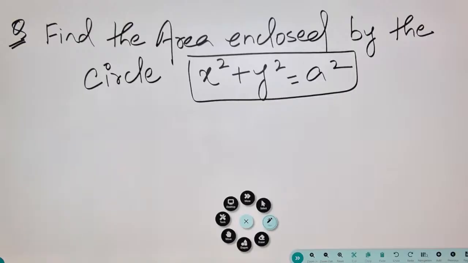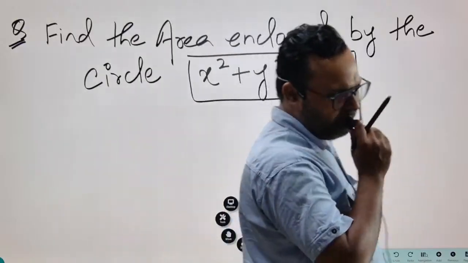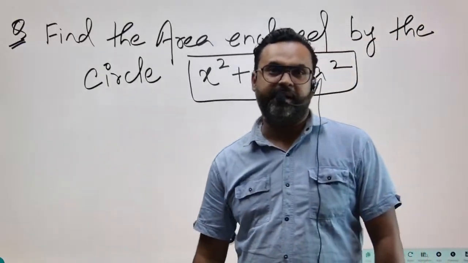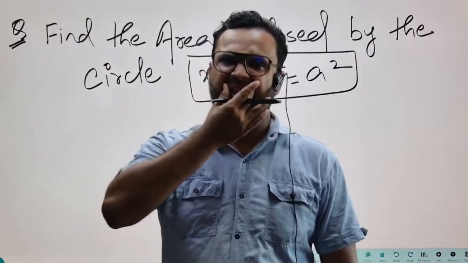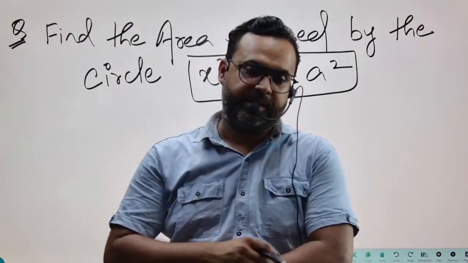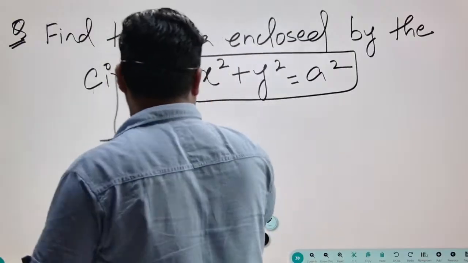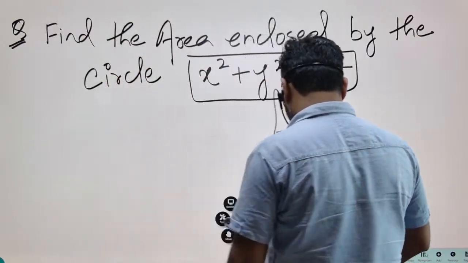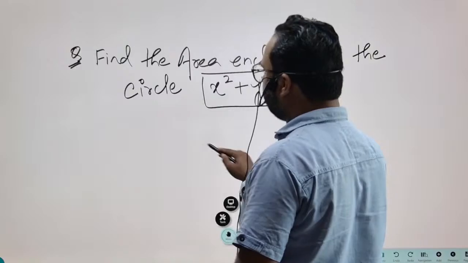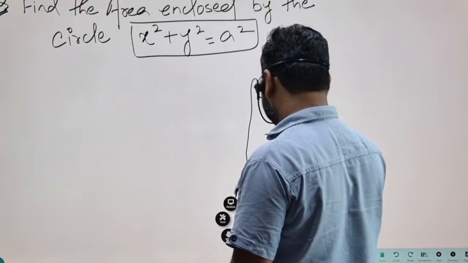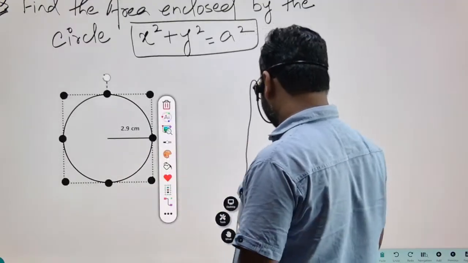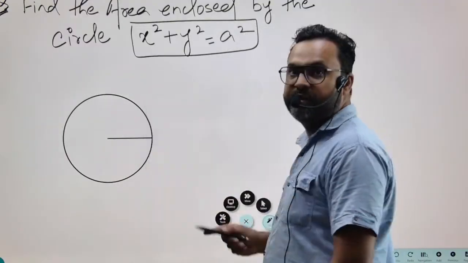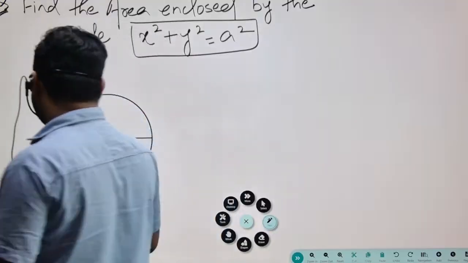Find the area enclosed by the circle x square plus y square is equal to a square, right? Now see how to approach such type of questions. First, draw a circle. This is the equation for a circle, x square plus y square is equal to a square.